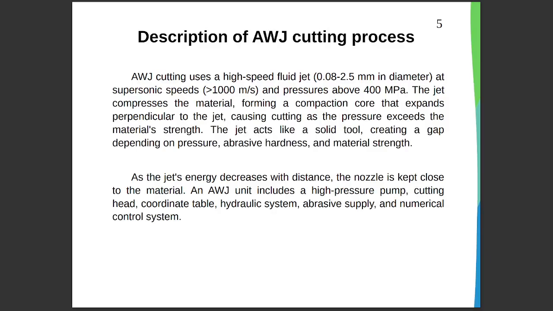The tool for AWJ cutting of materials is a fluid jet formed in a certain way, which comes out of a special nozzle with a jet diameter of 0.08 to 2.5 mm at supersonic speed, and provides a working pressure on the workpiece of 400 MPa and more. The liquid in the form of a jet under pressure acts on the material by area, compresses it in the direction of jet movement, and as a result, a compaction core is formed in the material which expands perpendicular to the jet velocity vector.